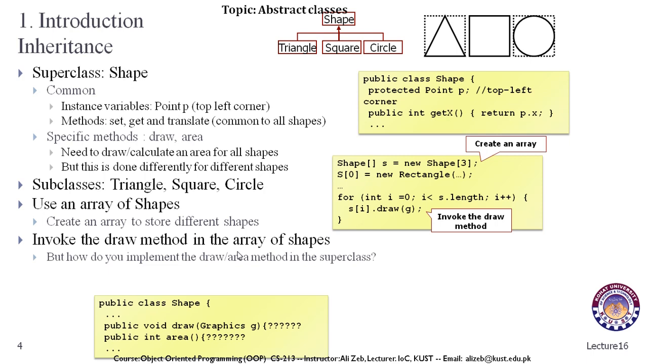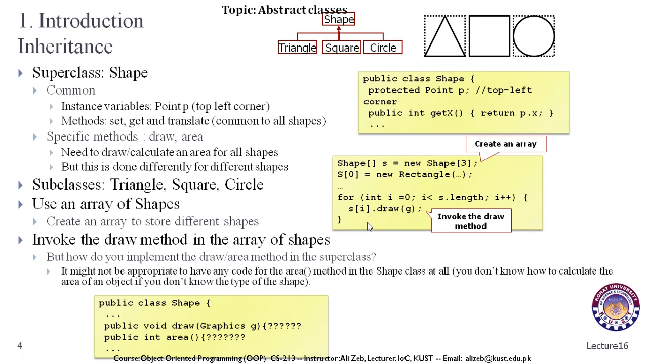But how do you implement the draw or area method in the superclass? Again, the question remains the same. What shape will be drawn if we call the draw method that has been declared in the superclass using this object that has been initialized using a reference to the superclass? It is a rectangle class object that has been declared using the superclass reference, and it has been stored in the superclass array.